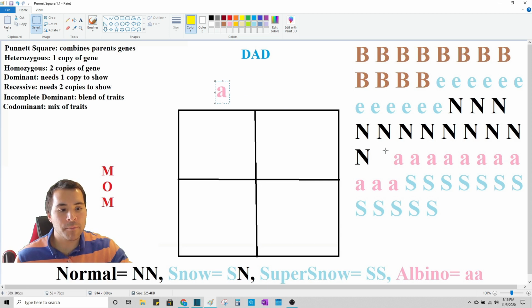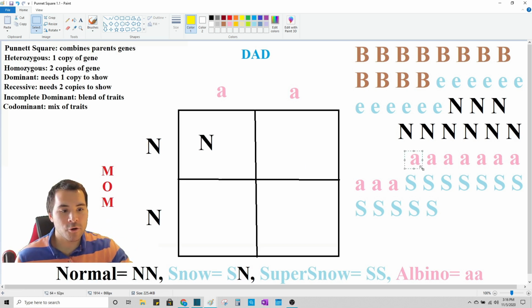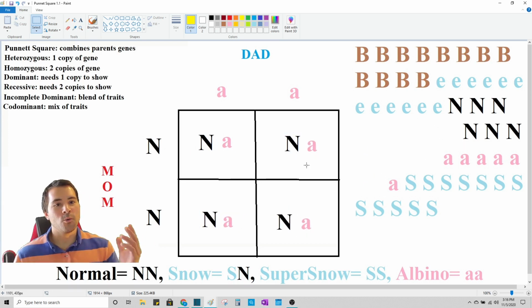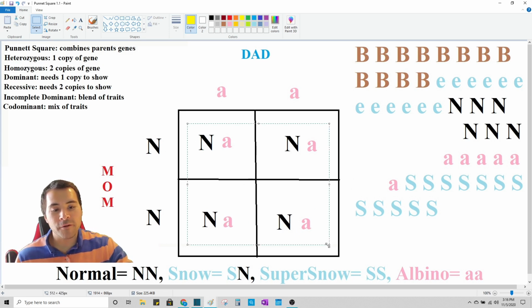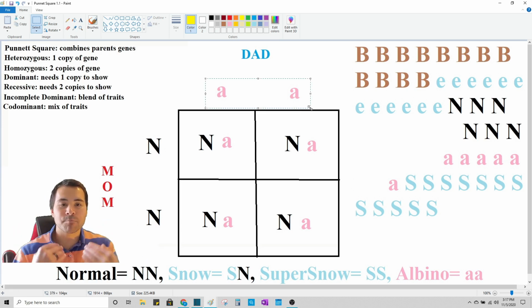Let's say the dad is albino. Let's say the mom is completely normal. Can I get a gecko that is carrying the albinism trait, and what are my chances? The letters carry over. And what do we have when all the letters carry over? We have 4 out of 4 children, or 100% of the children, carrying the gene as long as one of the parents is a visually displaying parent of that characteristic.